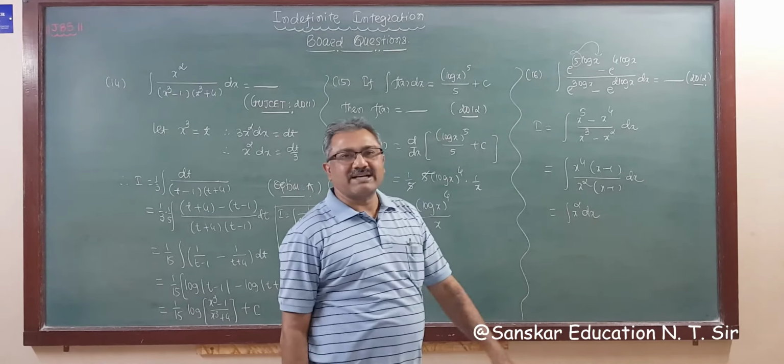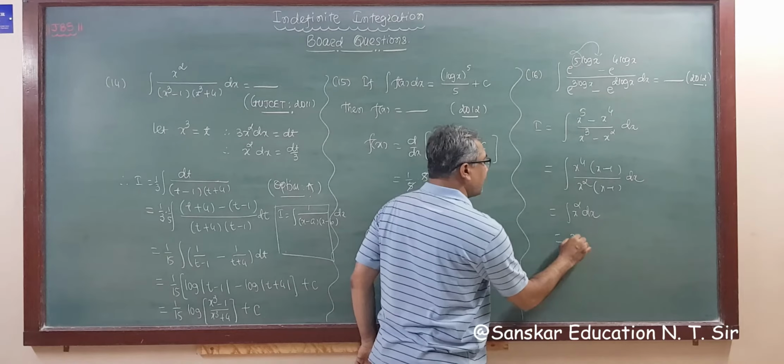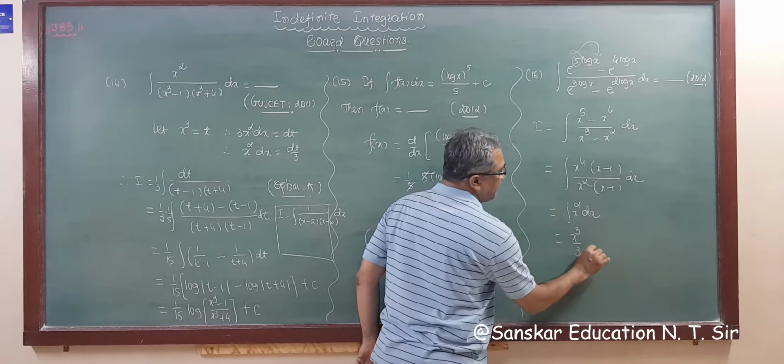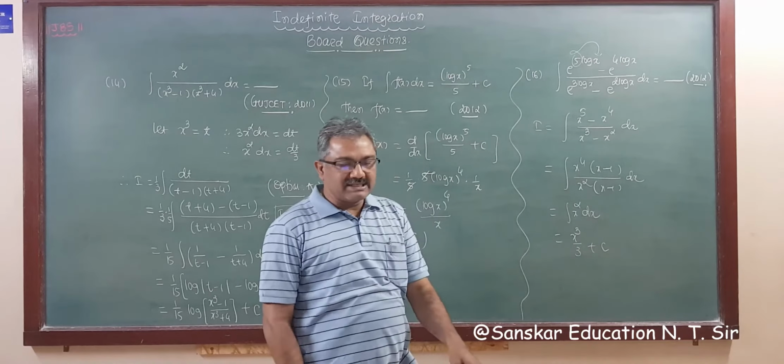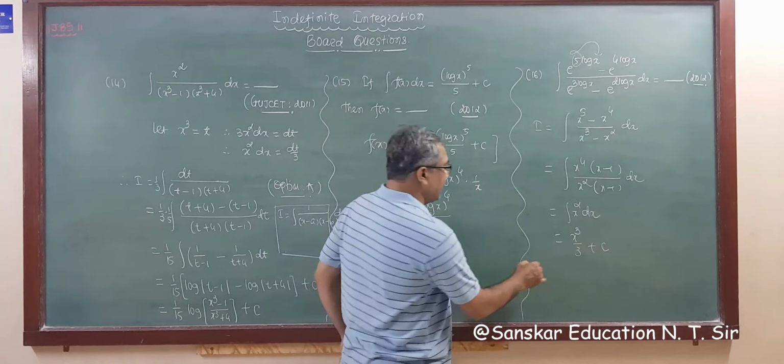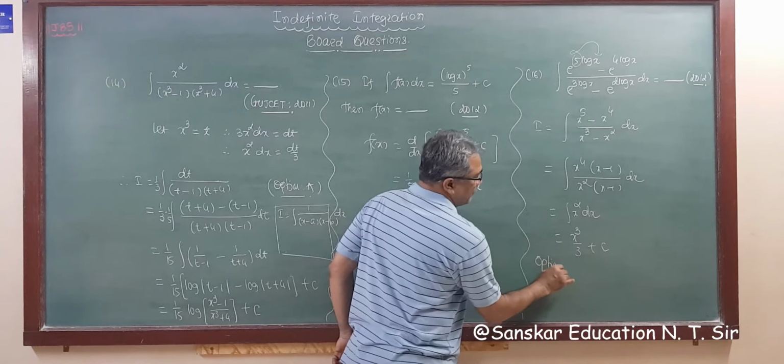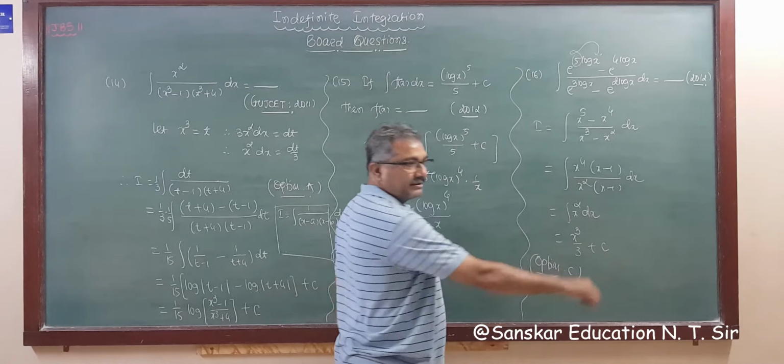And integration of x square is x cube by 3, right? So x cube by 3 plus c. So the proper answer will be again option C. So option C is your correct answer, right?